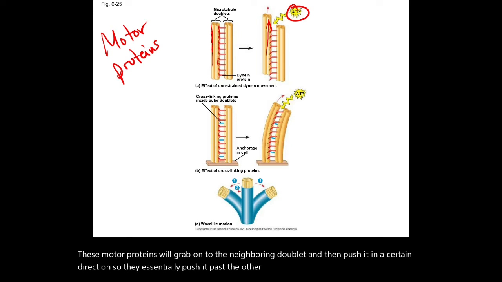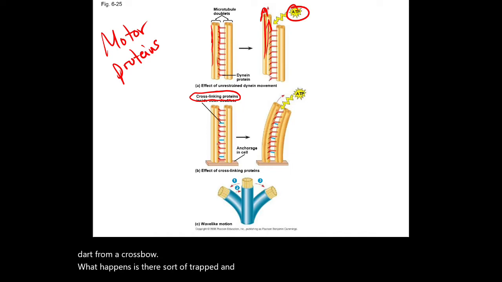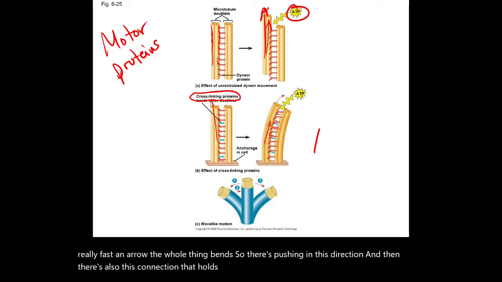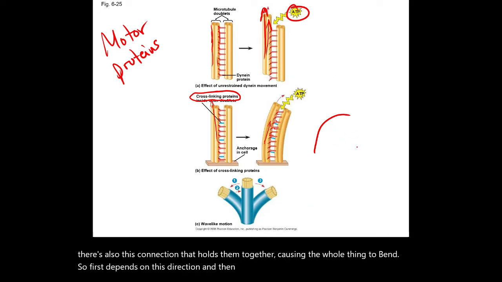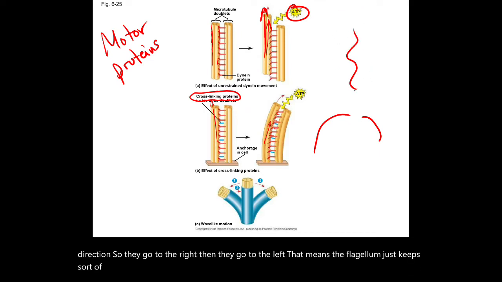But there are also connecting proteins called cross-linking proteins that prevent this from just shooting out of here like a dart from a crossbow. What happens is they're sort of trapped, and then instead of just shooting out of here really fast like an arrow, the whole thing bends. So there's pushing in this direction, and there's also this connection that holds them together, causing the whole thing to bend. So first it bends in this direction, and then the process is reversed and it goes the other direction. So they go to the right, then they go to the left. That means the flagellum just keeps undulating back and forth, and it's able to propel the cell through the water and cause movement that way.